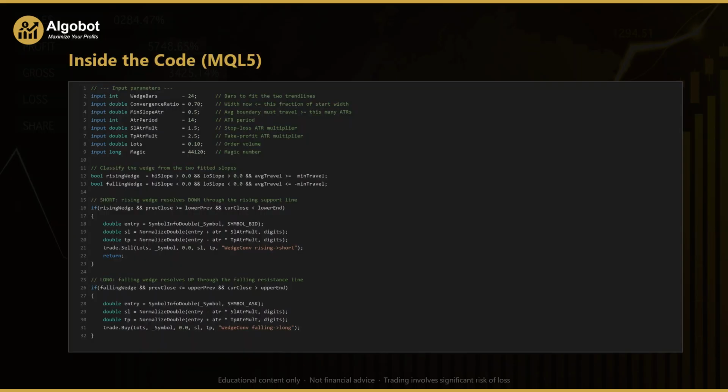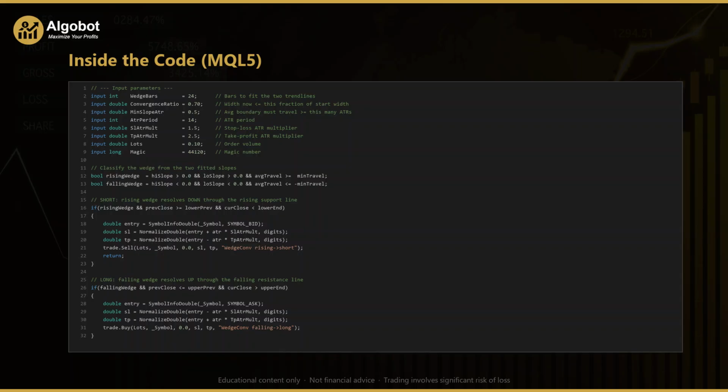Let's read the actual MetaTrader code on screen. At the top are the inputs. WedgeBars, set to 24, is how many bars the two trend lines are fitted over. Convergence ratio, at 0.7, controls how much the channel must pinch in.